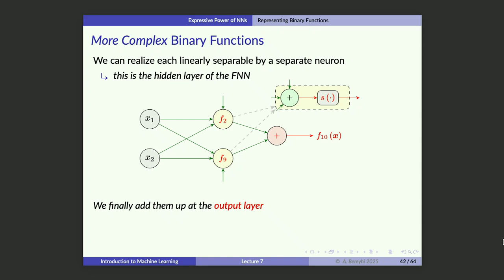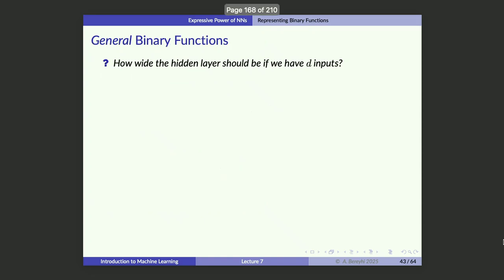Of course I can do it. Again, I am going to decompose it into those terms. And then every single one of those functions, I can realize with one neuron. I just put them in the hidden layer. And then when I add them up, I'm going to get my function at the output, right? So I can essentially realize any of those functions with one hidden layer. But the question is how wide that hidden layer should get. If I have d different inputs, how wide should the hidden layer be?